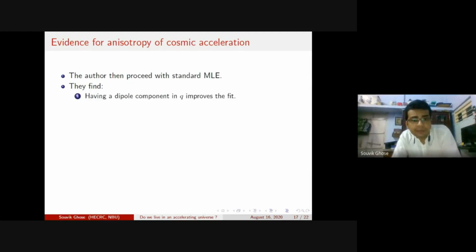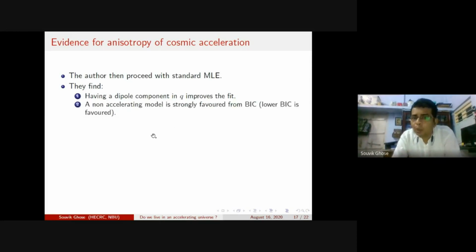They find having a dipole component in Q improves the fit. How do you conclude that it actually improves the fit? Well, there are measures. For example, the p value I mentioned, and what they use here is a ratio test. The lower values are better fitted. A non-accelerating model is strongly favored from BIC. What is BIC? BIC again is a measure of goodness of fit, called the Bayesian information criterion, and lower BIC is favored. The model independent evidence of acceleration is established only at 1.4 sigma level.